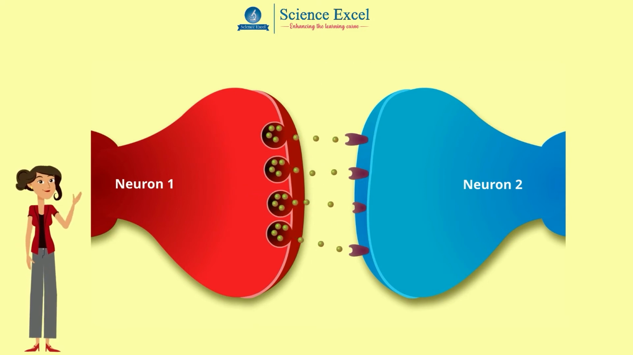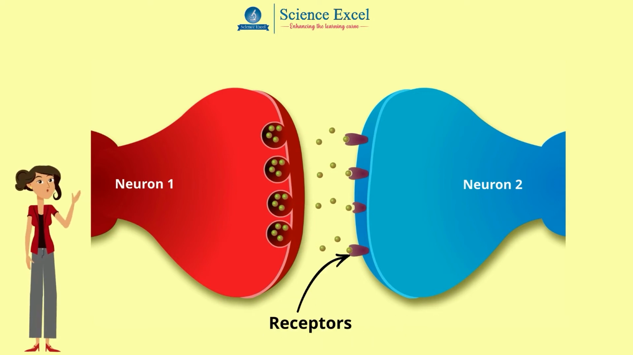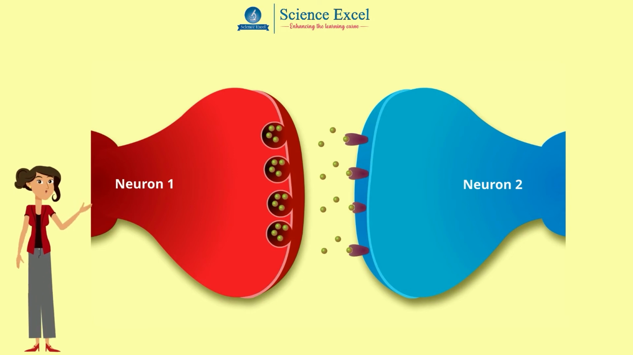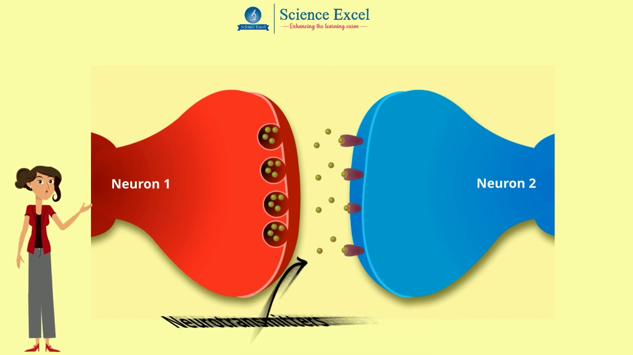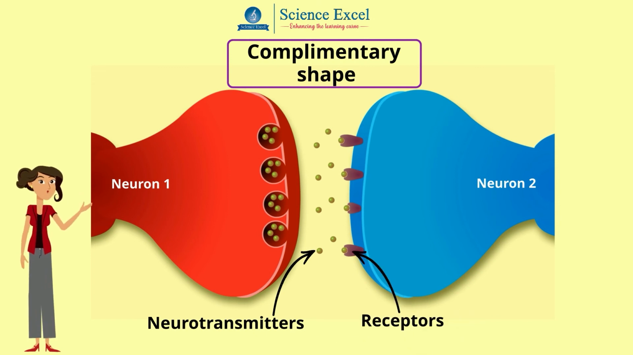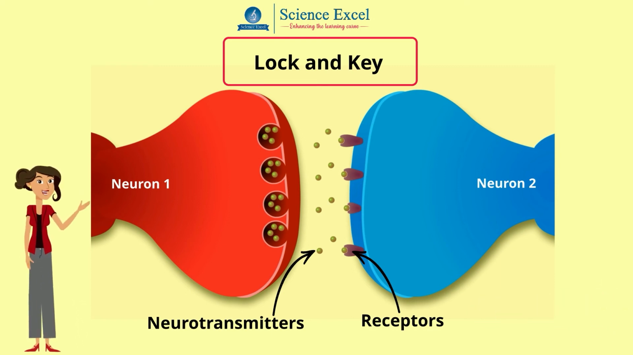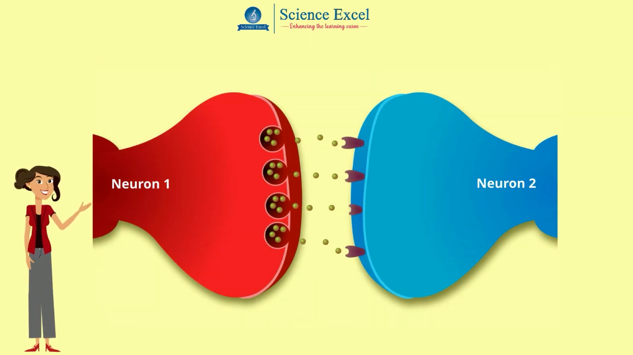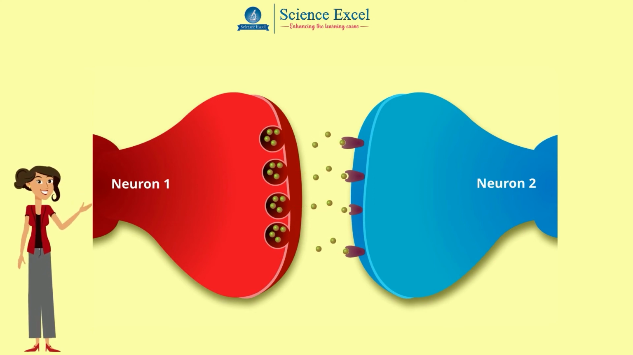These chemical messengers quickly cross the tiny synaptic gaps and attach to the receptor molecules in the cell membrane of the second neuron. This can happen because the shape of the neurotransmitter molecules is complementary to the shape of the receptor molecules. They act like a lock and key model. Receptors act like the lock while the neurotransmitters function like the key. The binding of the neurotransmitter with the receptors triggers a nerve impulse in the second neuron.